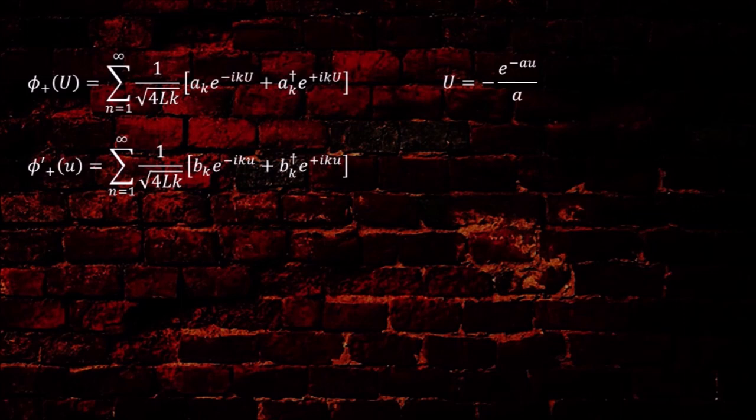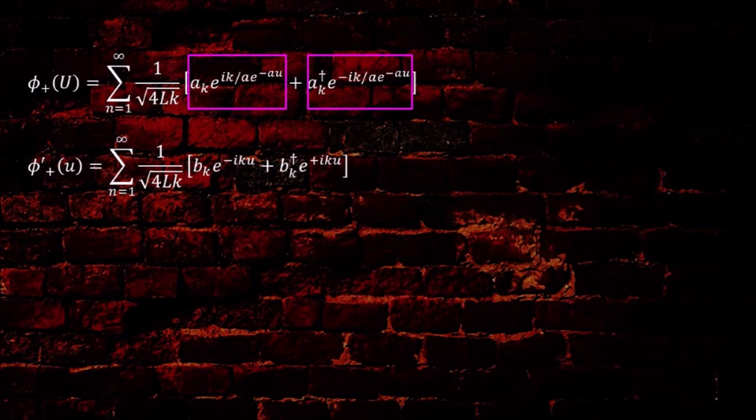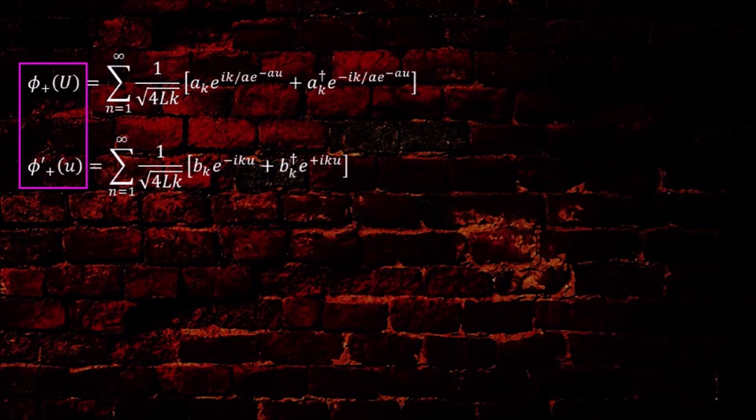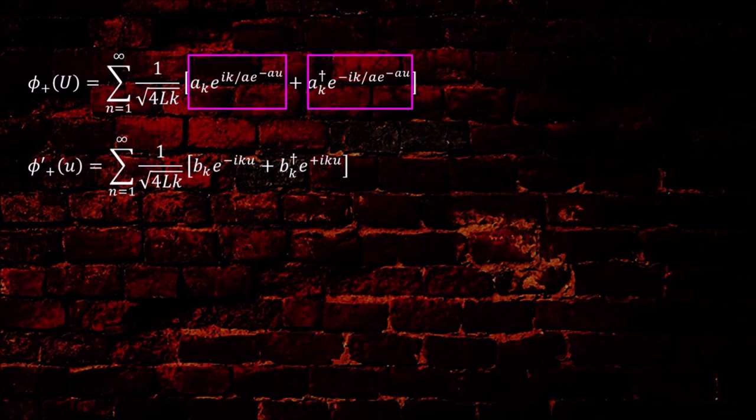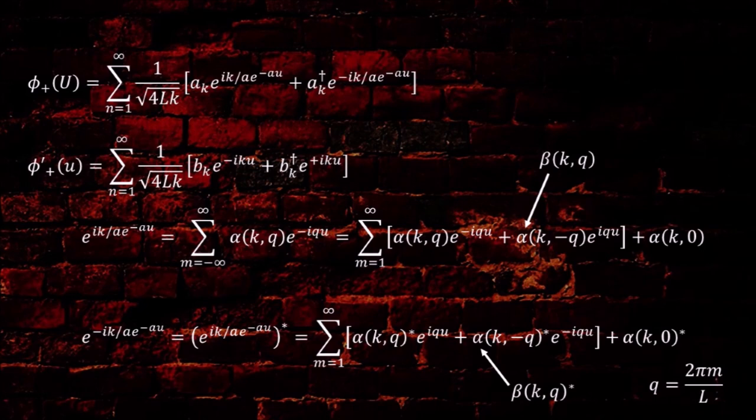If we replace u here with this expression, we see that these functions are no longer the Fourier modes. So we can't compare these operators frequency by frequency. To get the Fourier modes back, we must express these functions as a Fourier series. For convenience, we will rename the term with negative q beta.